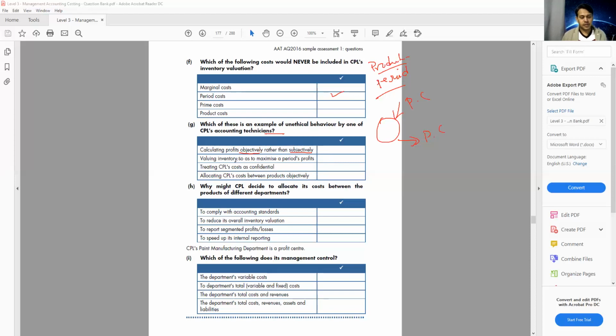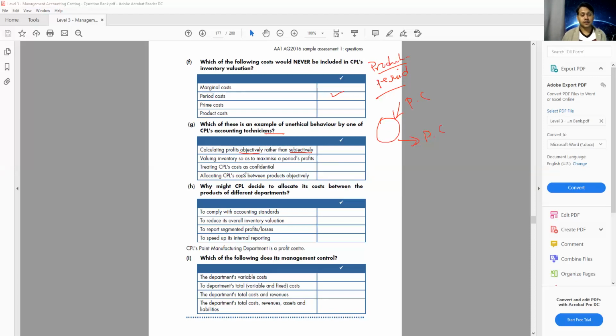Then, valuing inventory so as to maximize period profit. You know the technique. If you use FIFO, for the first year your profit will be higher if there is no opening or closing inventory. If your client asks you, listen, I want to show a very good profit for the first year, so that next year I can get a good loan from the bank, or I want to sell my shares to the market so people can see there is a lot of profit in my company. I want to show a lot of good profit. Can you do that for me?